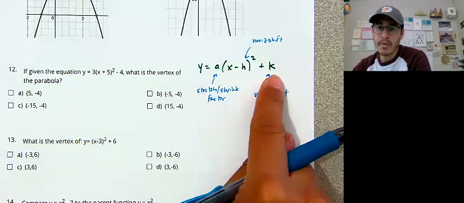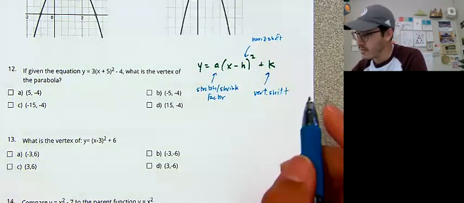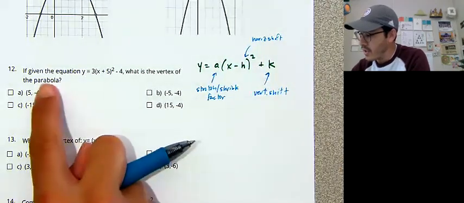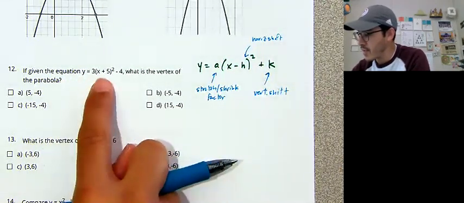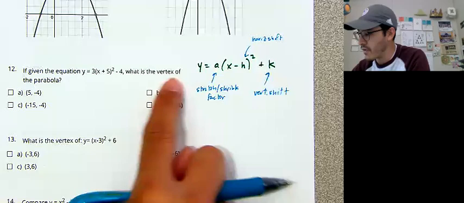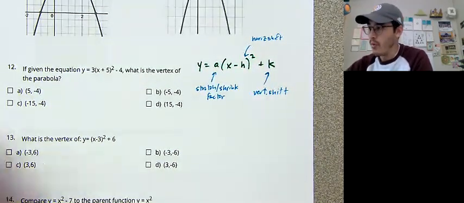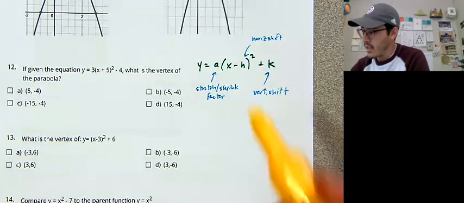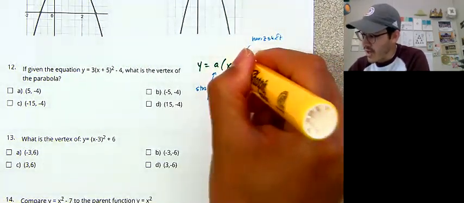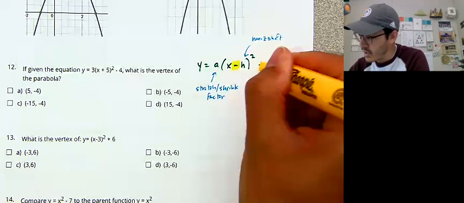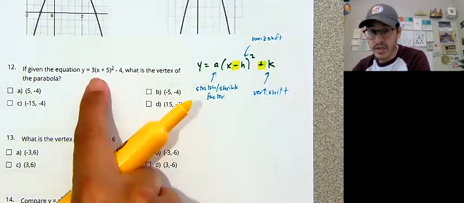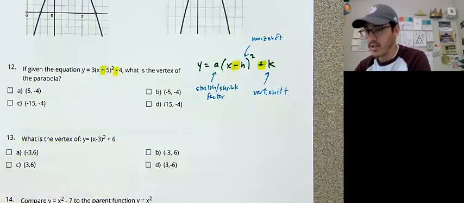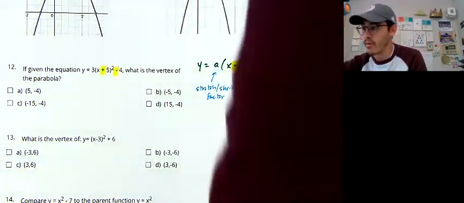And h and k also represent the coordinates of the vertex too. So probably should have mentioned that. All right, so if the equation is 3 times (x plus 5) squared minus 4, what is the vertex of the parabola? Well, right away, I want you to notice that in the formula I wrote, I've got a minus sign here and a plus sign there. And in the function they have a plus and a minus. Okay, so we need to get these signs to match up.